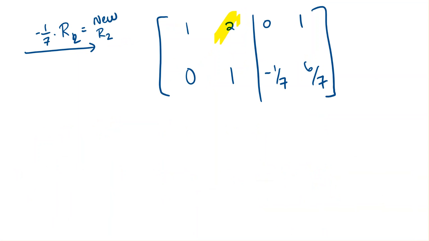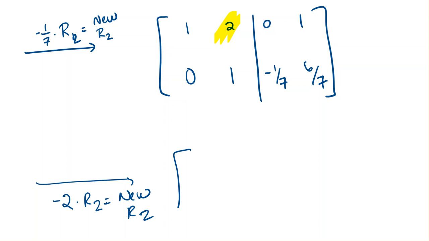We've almost got the identity matrix on the left side of the vertical line. So the last thing we'll want to change is we know this should become a 0. One way we could do that is by taking -2 times row 2, and let that be our new row 2 for now. And then in the next step, we will add that to row 1, and we'll get the 0 here that we're looking for. So let's multiply -2 times our new row 2. -2 times -1/7 is 2/7. -2 times 6/7 would give us a -12/7.